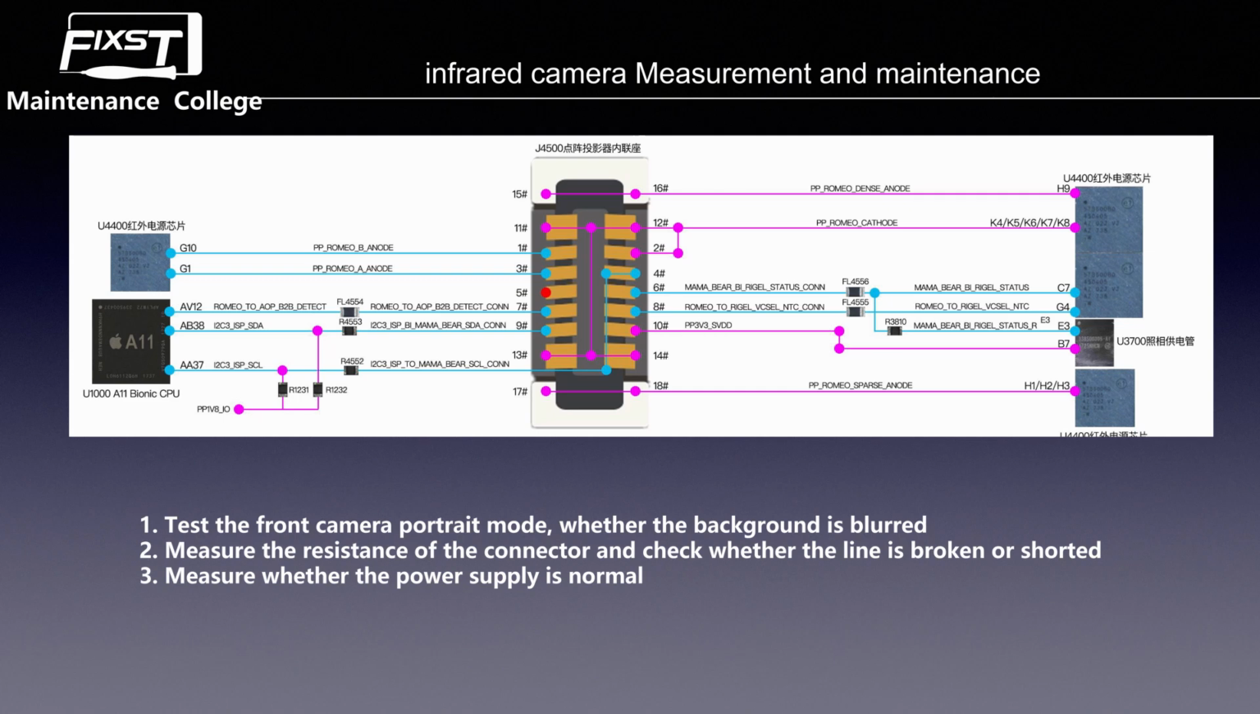Okay, now we see the infrared camera, how to test and repair. First, we need to test the front camera in portrait mode, whether the background is blurred. Then we need to test the resistance of this connector and check whether the line is broken or short. And number 3, we need to test whether the power supply is normal. This IR camera, the infrared camera, is also an encryption component. It cannot be changed on its own. If the infrared camera is damaged, the IC is broken, or the camera is broken, it cannot be repaired.